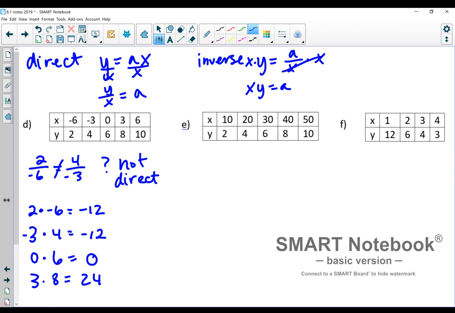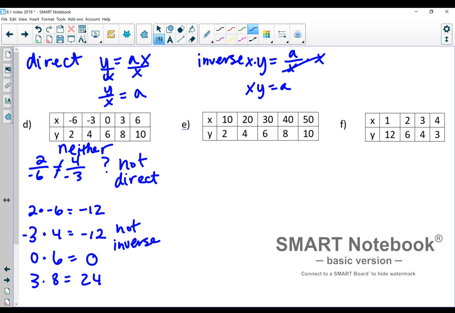So when I tried dividing them, I didn't get a constant. When I tried multiplying them, I didn't get a constant. So this one is going to be neither. So it was not direct, it was not inverse. And so my answer is neither.